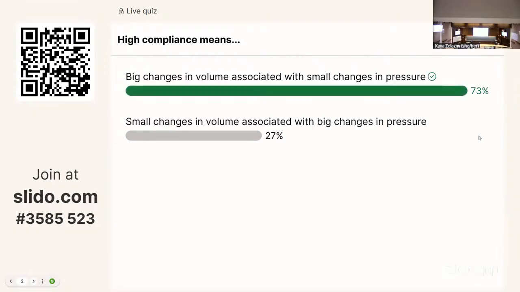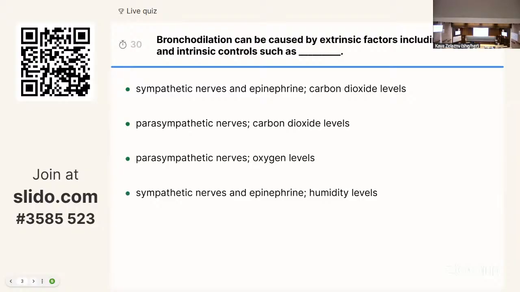Okay. So high compliance is what we want our lungs to be. We want them to expand easily and have big changes in their volume, even when we exert just a small change in pressure using the musculature of our thorax. This is good because we don't want to have to work too hard to breathe.